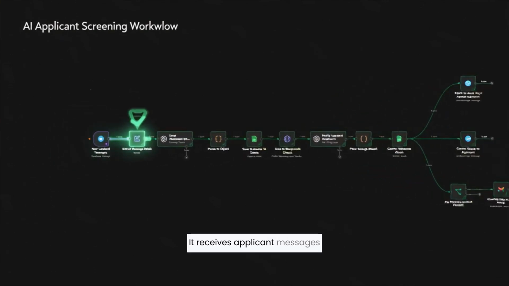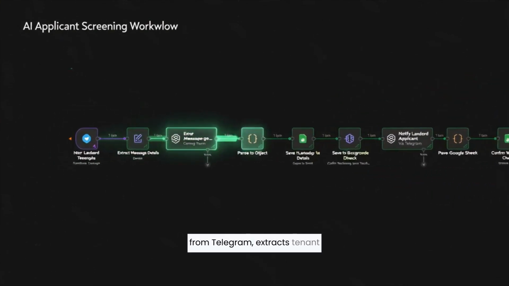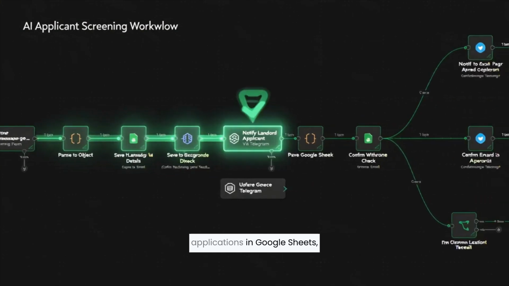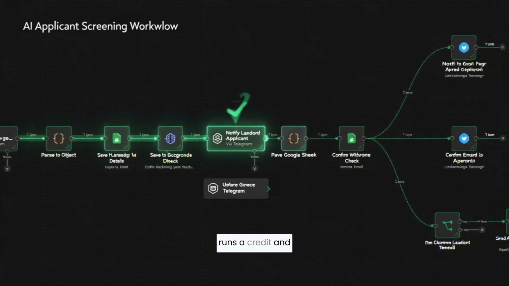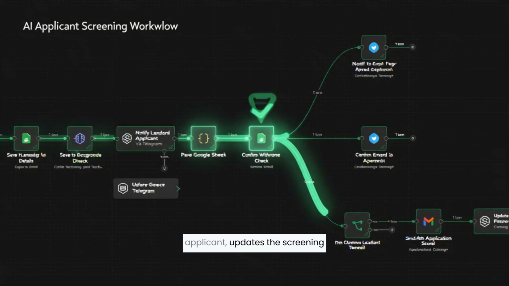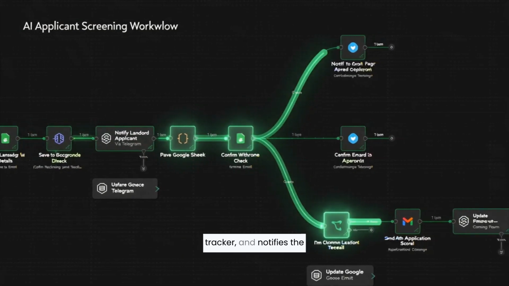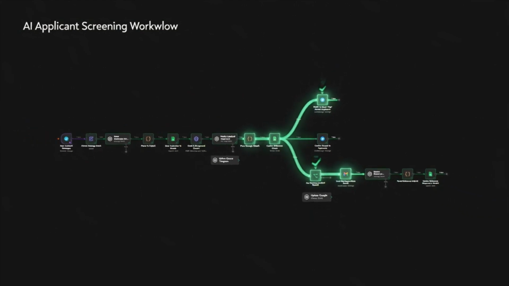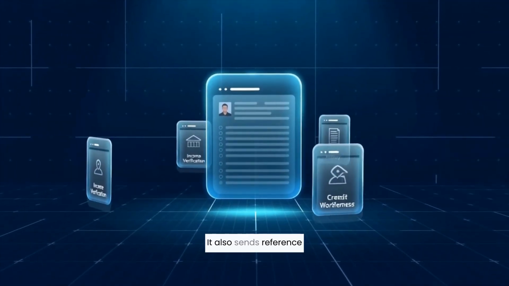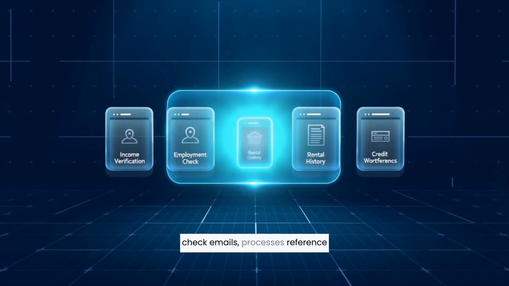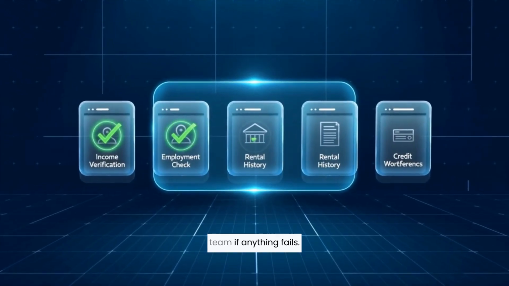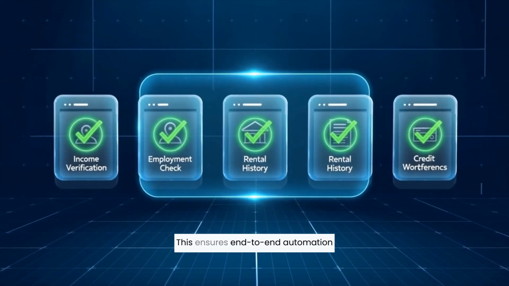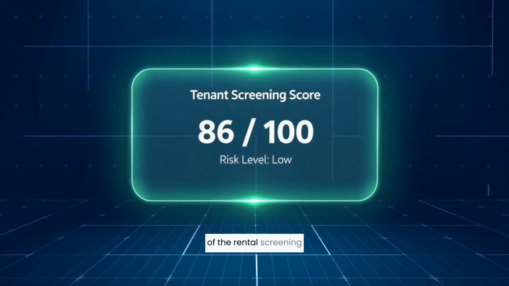It receives applicant messages from Telegram, extracts tenant details with ChatGPT, saves applications in Google Sheets, runs a credit and background check, scores the applicant, updates the screening tracker, and notifies the landlord while also confirming receipt to the applicant. It also sends reference check emails, processes reference responses, and alerts the team if anything fails. This ensures end-to-end automation of the rental screening process.